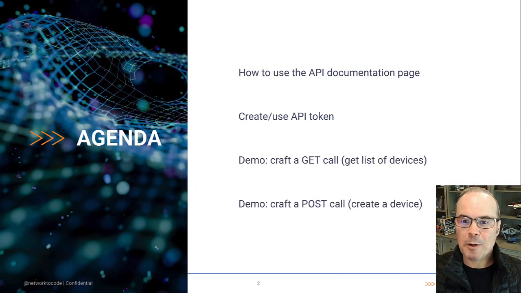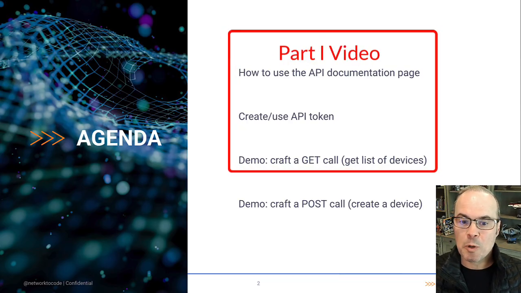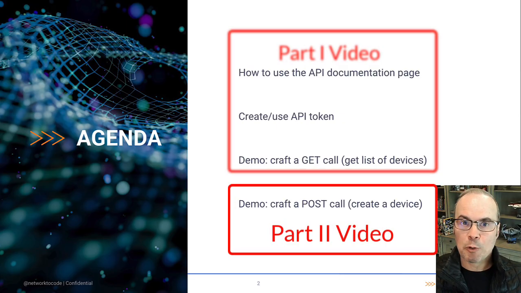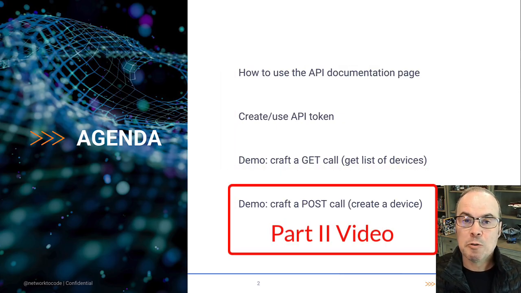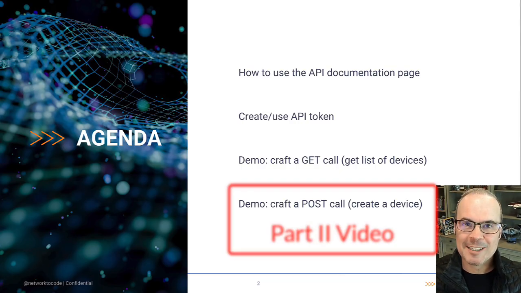We're going to talk about how to use the Nautobot API documentation page and how to create and use an API token. Then we're going to use that token to craft a GET call that will retrieve for us a list of devices from Nautobot programmatically. And then we'll build on that and craft a POST call to create a device in Nautobot programmatically using the RESTful APIs. Let's go ahead and get started.